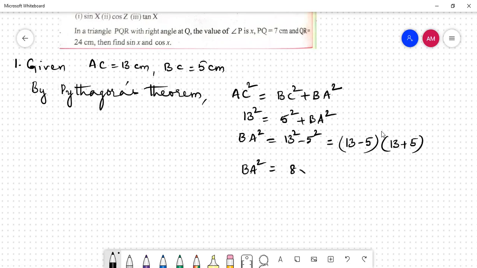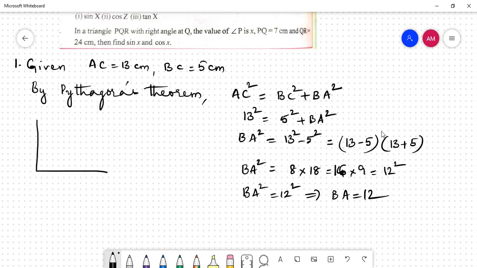8 into 18. How do we write this? 16 into 9, isn't it? So 4 into 3, that is 12 square. So BA square is equal to 12 square. So what about BA? BA is equal to 12.